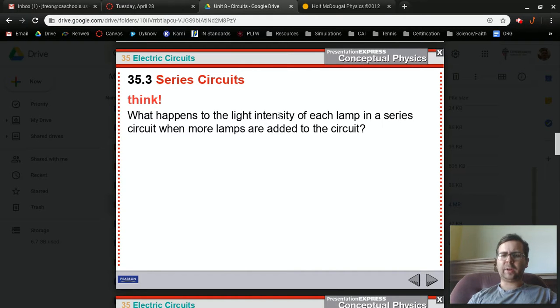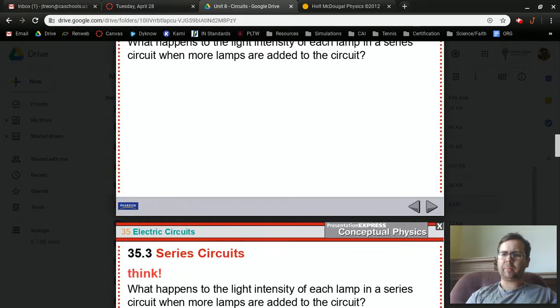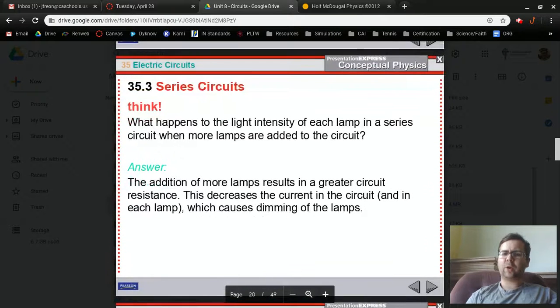Well, the light intensity of each lamp depends on how quickly the current's going through there. So if you're adding more lamps, you're going to be raising the resistance, right? The more lamps there are, the bigger the equivalent resistance will be, and that'll lower the current. And so each time you add a light, there's going to be less current going through there.